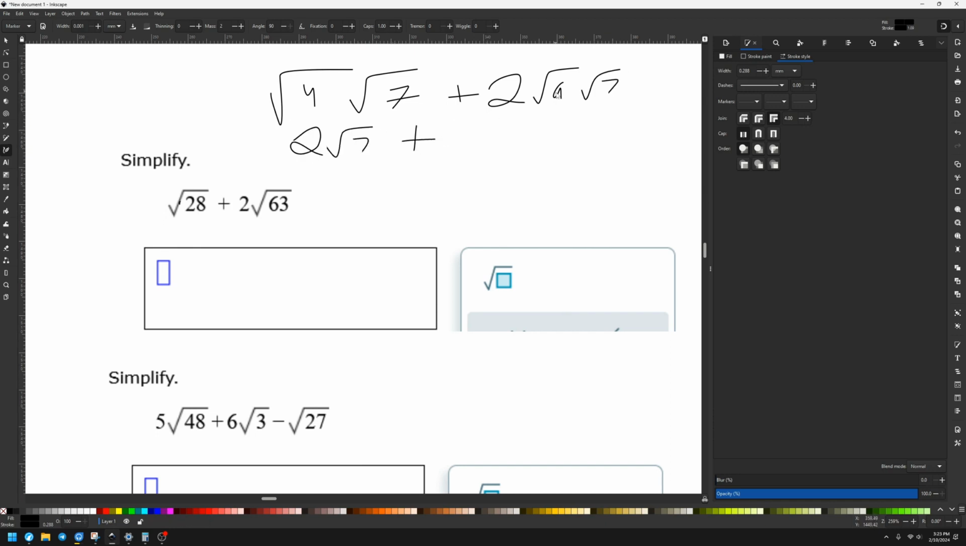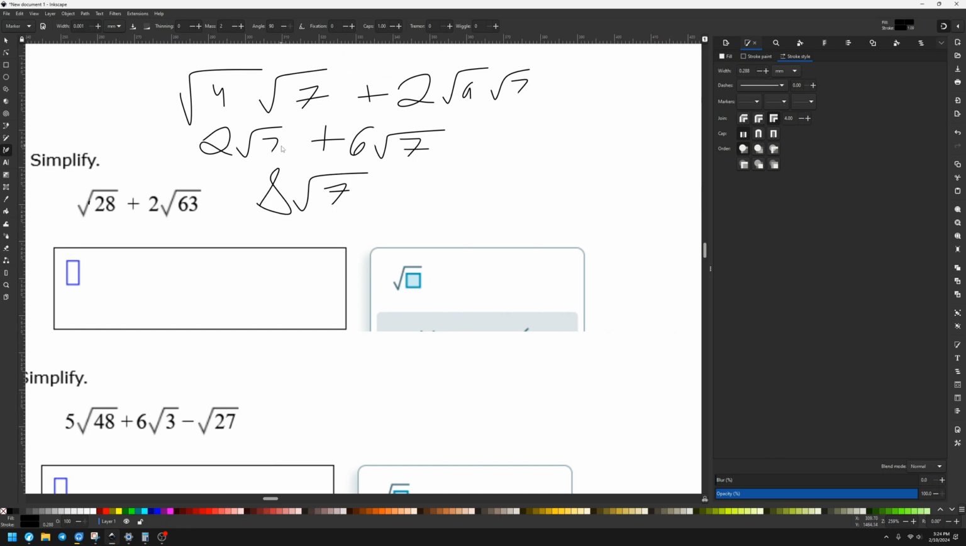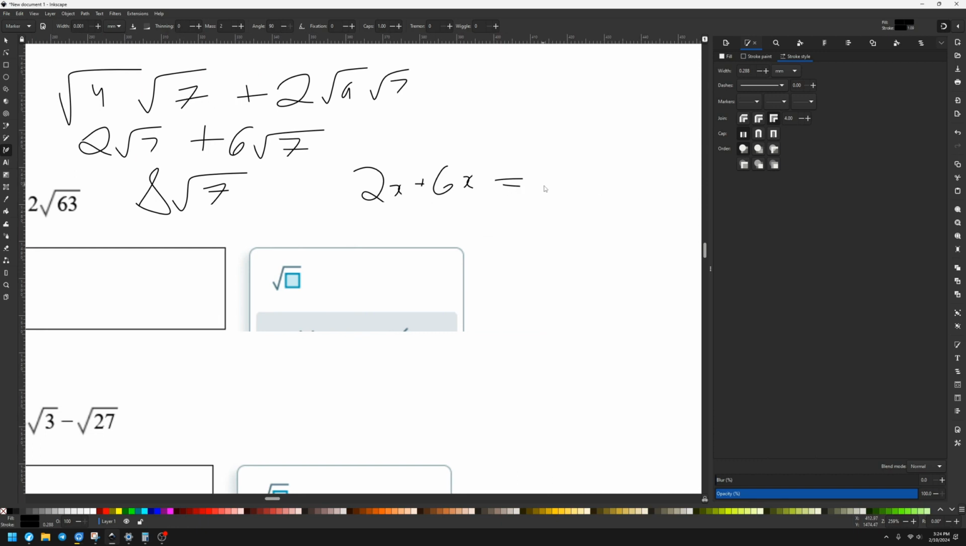Plus 2 times the square root of 9. That's going to be 2 times 3, which is 6. 6 root 7. And here we have a like term, the square root of 7, or sorry, common factor. So we can do 8 times the square root of 7. If you understand why we can do that, we can think of the square root of 7 as an x, and we would have 2x plus 6x, and we would have 8x. Plugging x back in, we would have the square root of 7, which is 8 root 7.